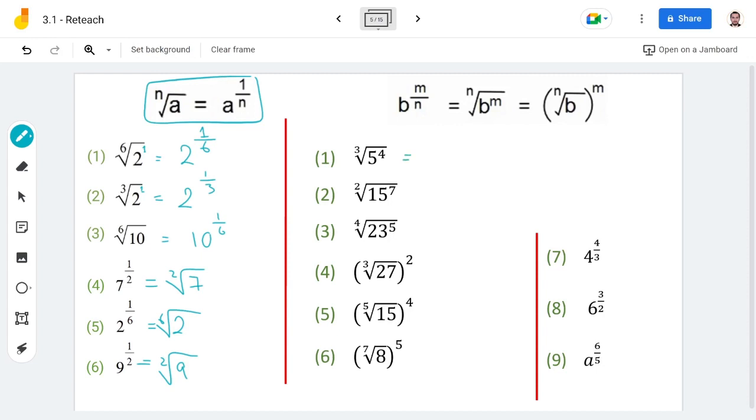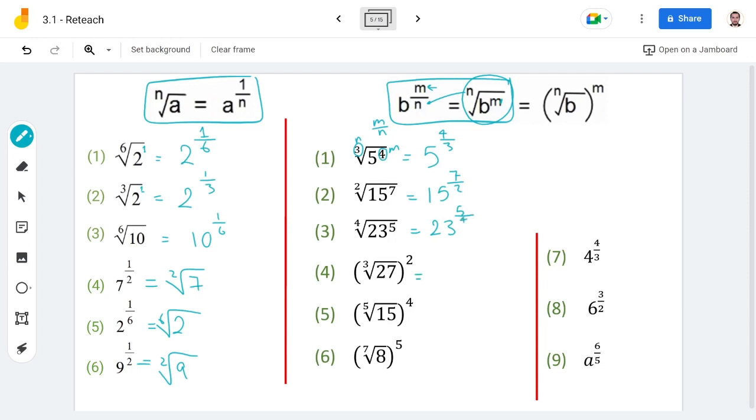Okay, this one here. So we do the same thing. Now we need to follow this rule here. So look at this rule. Okay, m will be in the numerator, index always will be in the denominator. So it will be 5. So this one is m, this one is n, and we know m over n, so 4 over 3. Same thing here, 15, 7 over 2. Same thing, 23, 5 over 4.